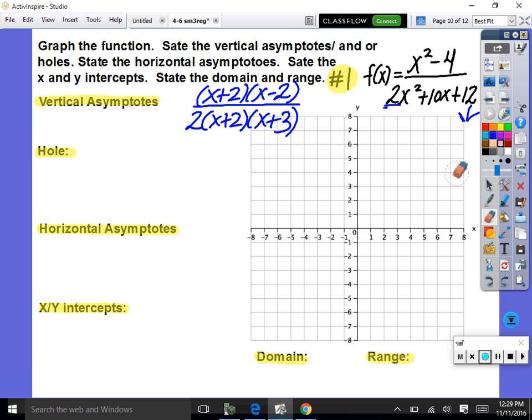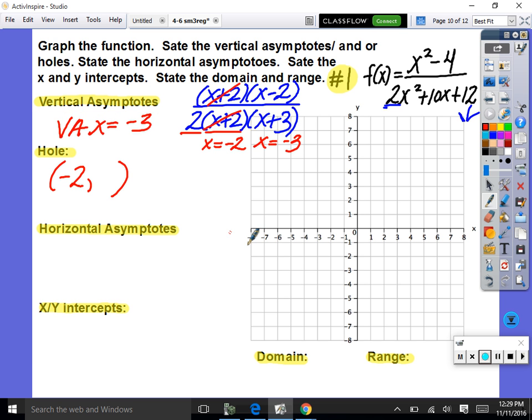Okay, so now we can say our discontinuities are when the bottom equals 0. 2 is never going to be 0. So x equals negative 2, correct? And x equals negative 3. Are they holes or vertical asymptotes? Those divide out. So there's a hole at negative 2 comma something. We'll figure that out in a minute. And then there's a vertical asymptote at negative 3 because it didn't divide out. Draw that in. Negative 3, draw in your vertical asymptote.